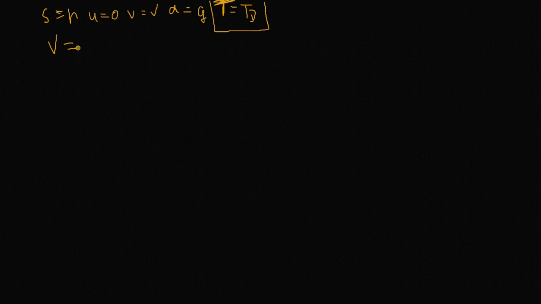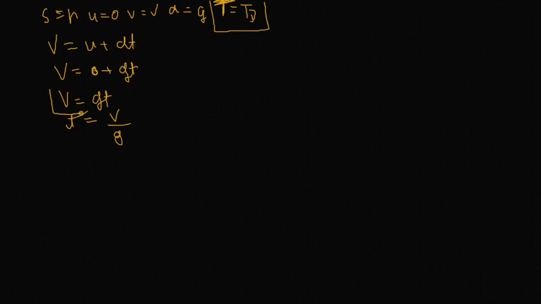So let's substitute it in the first formula. V is equal to u plus at. This formula will become really simple. V is equal to 0 plus gt. So V is equal to gt, first formula. Otherwise, we can also say T is equal to V by G. We can also say that, but that's not the final velocity. This is the actual formula. First equation of motion. Let's talk about the second equation of motion.